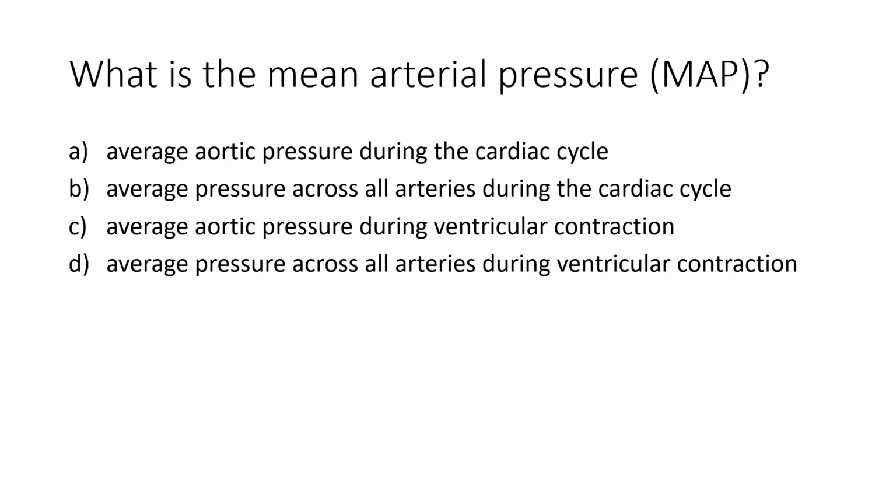Mean arterial pressure. Okay, so first off, we know that mean arterial pressure is an average between systolic pressure and diastolic pressure. So if it's going to be between systolic and diastolic events, it's going to be across the entire cardiac cycle. And so we can eliminate C and we can eliminate D, because C and D only speak to ventricular contraction, which is only systole. So it has to be something that is happening or averaging across the entire cardiac cycle, right? It's going to be systolic pressure and diastolic pressure.